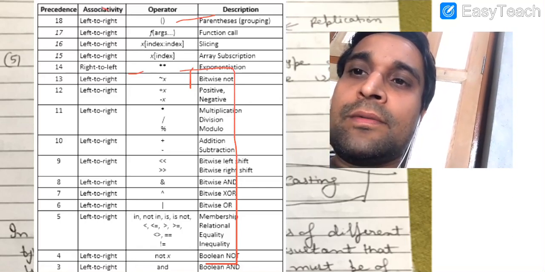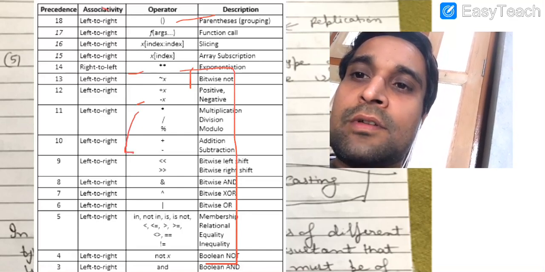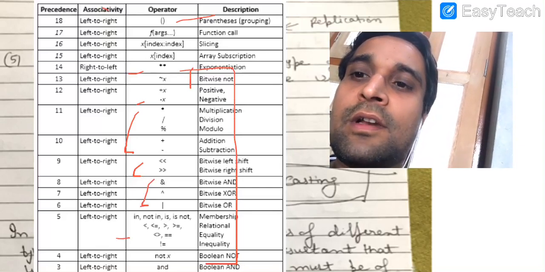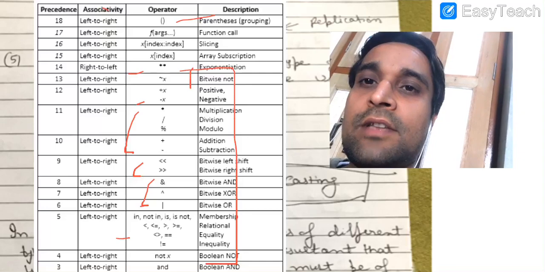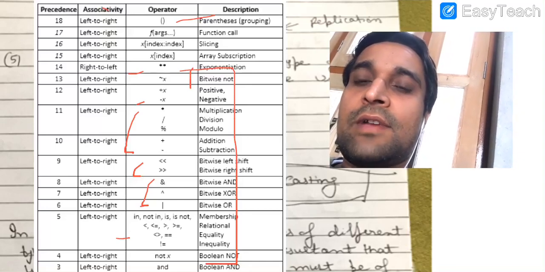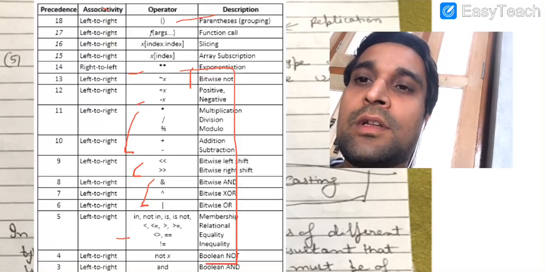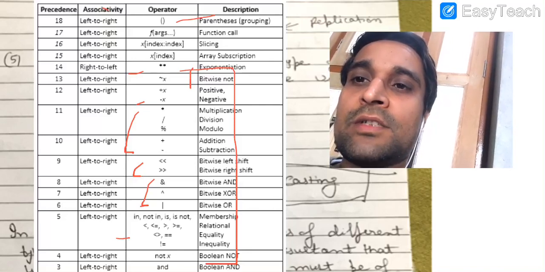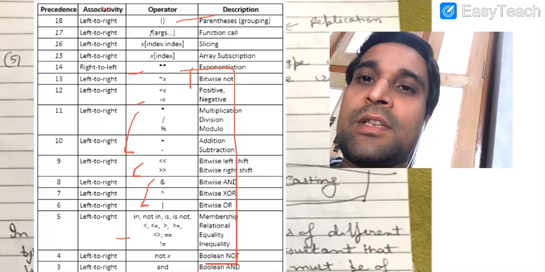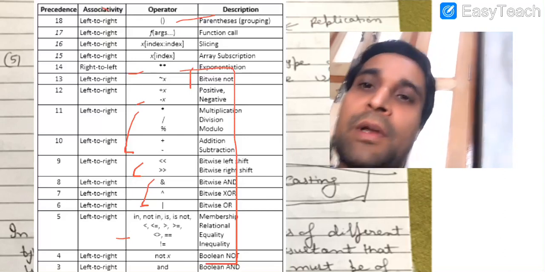Then bitwise not, unary plus and unary minus, arithmetic operators, left shift and right shift, bitwise operators, relational operators, and then logical operators. That's why in our last example I told you that the logical operators have less precedence than the arithmetic operators. So arithmetic operators will be evaluated first, and then logical operators will be evaluated if there is such an expression available that we want to evaluate in Python.